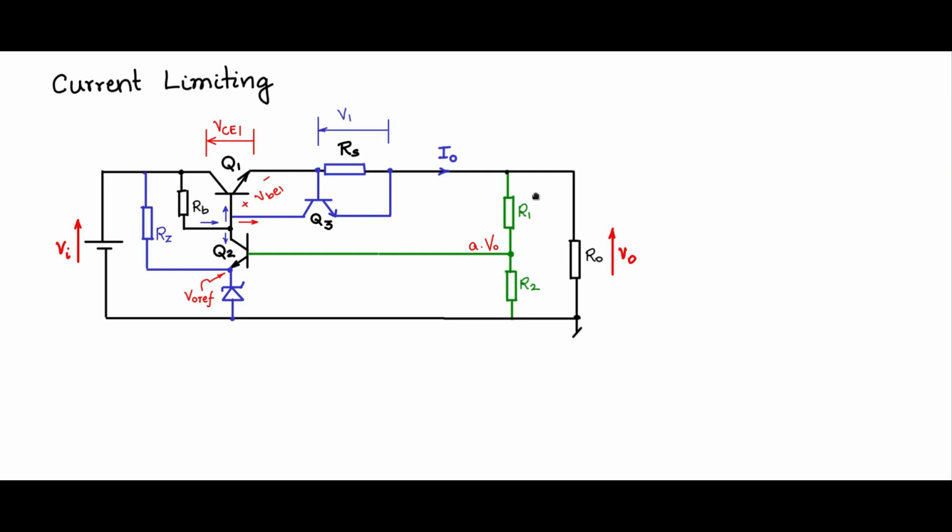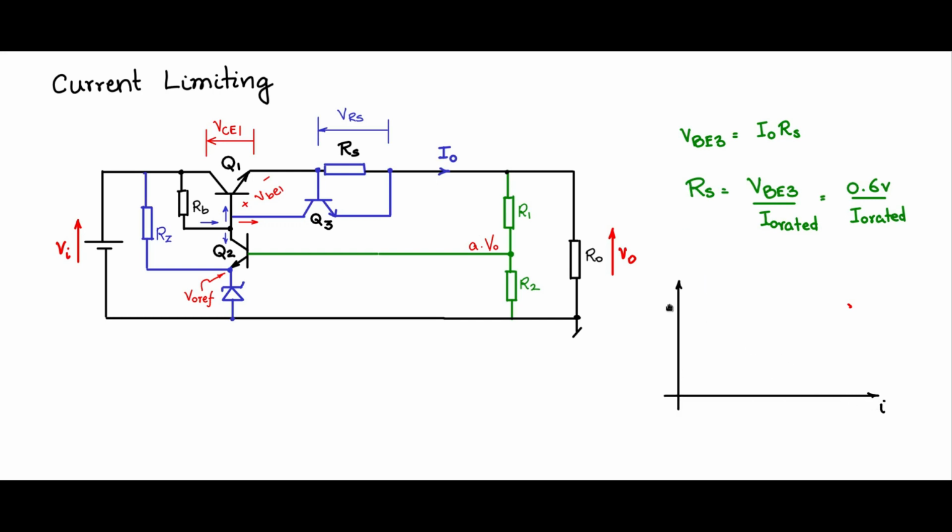So if we take this, this is VRS. So VBE3 across this is nothing but I0 into RS, and RS can be selected by VBE3 divided by I0 rated, whatever is the rated value for which you would like to provide the limit. So around 0.6 volts for VBE divided by I0 rated will be the value that you select for RS.